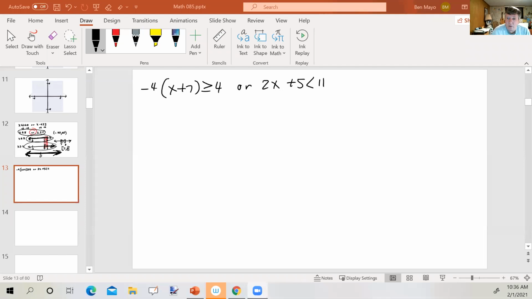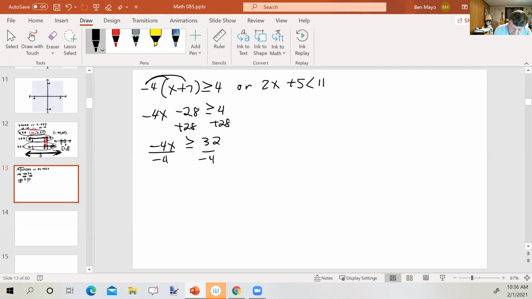Solving the inequality on the left, I'm going to distribute the -4. So -4x minus 28 greater than or equal to 4. I will add 28 to both sides. -4x greater than or equal to 32. Divide both sides by -4. Since you're dividing by a negative, you're going to change the direction of the inequality symbol. And then 32 divided by -4 is -8. So we get x less than or equal to -8.